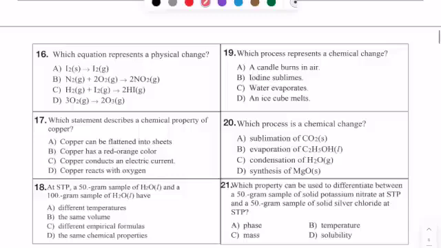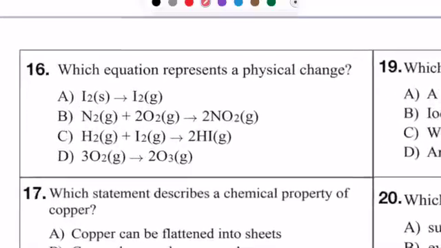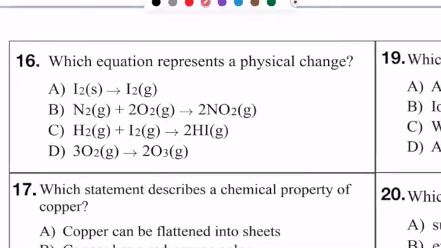So here are some more questions. Number 16 is asking for a physical change. So remember, physical change is something where the substance is not changing its chemical composition. So we are looking for the same chemical composition on both sides. So some examples of physical changes are phase changes.